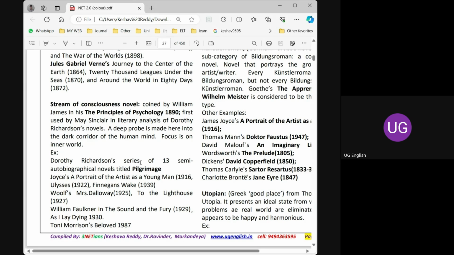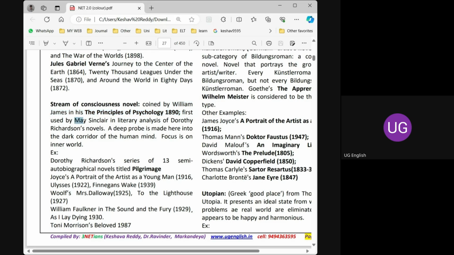It's like a stream. So here is a very important term, coined by William James. He's a psychologist, and it appears in his book Principles of Psychology. But this term was coined by William James in psychological terms. That same term is applied in the literary concept by May Sinclair.